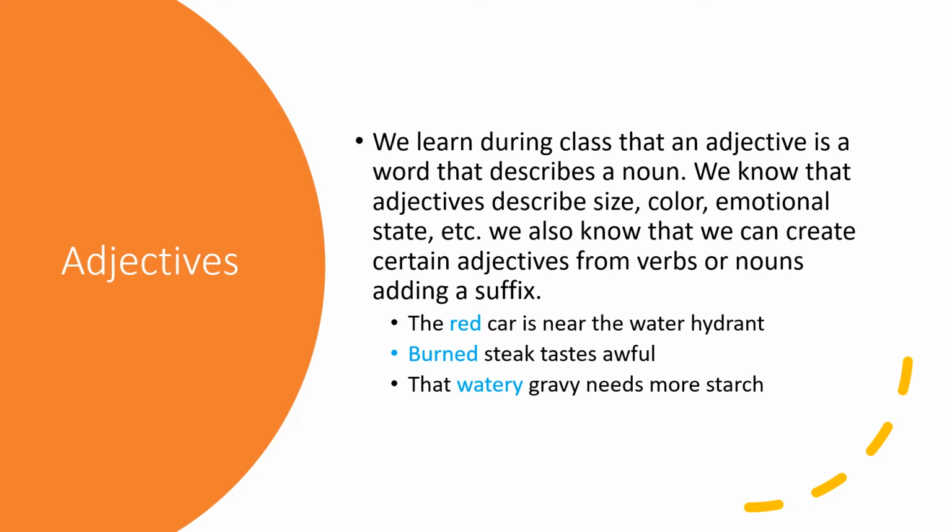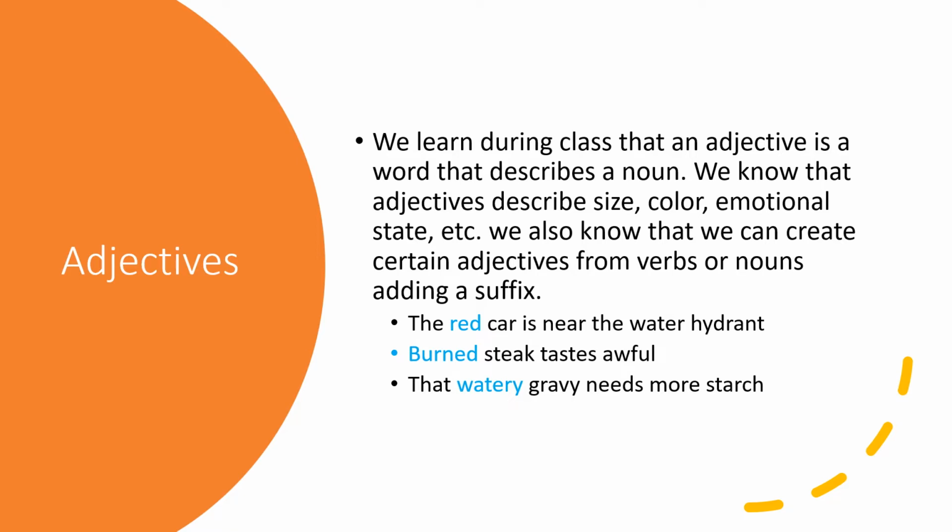In previous classes, we learned about adjectives. We learned that an adjective is a word that describes the quality of a noun, right? It tells you the size, a color, a state. During those lessons, we learned about adjectives that are purely adjectives, like colors. We also learned about adjectives that stem from verbs, and adjectives that stem from other nouns.